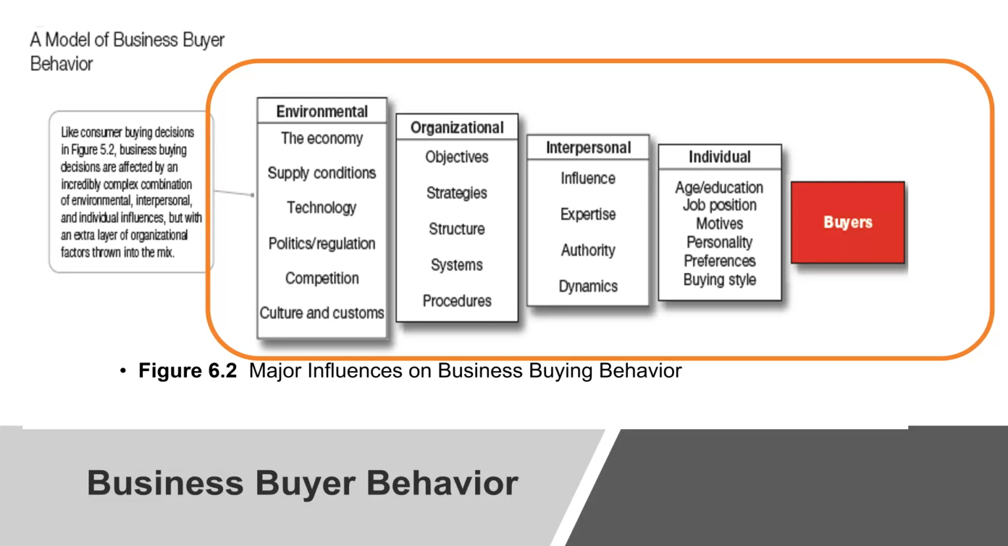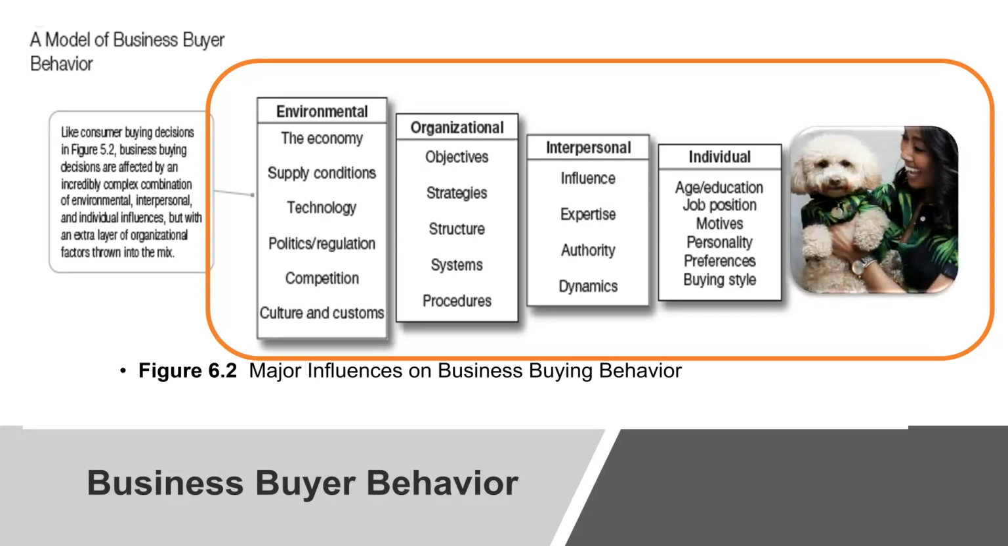She's got interpersonal influences, the way that she thinks, the way that she buys, her dynamics with suppliers, and her expertise level. Last but not least, she's got individual buying factors like her education level, her age, her position, her motives, her personality, her preferences, and her buying style. And at the end of the day, she gets to be the buyer for her end consumer.